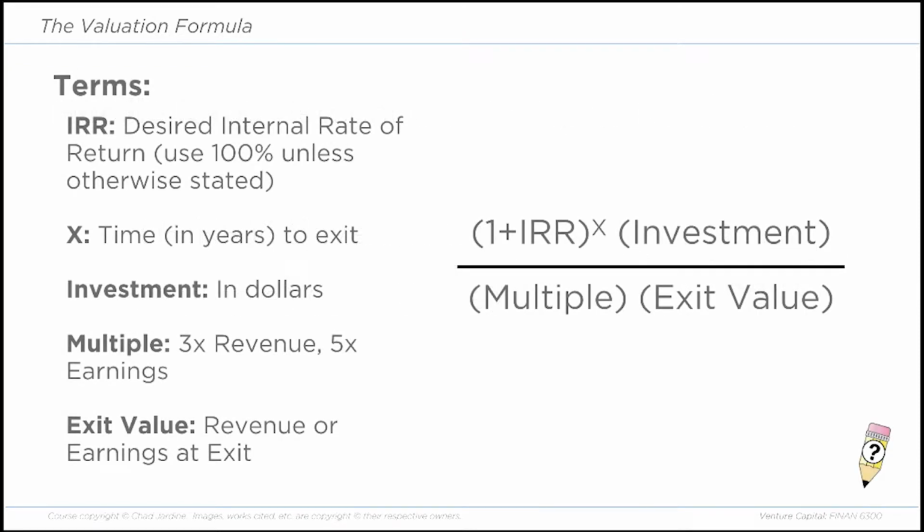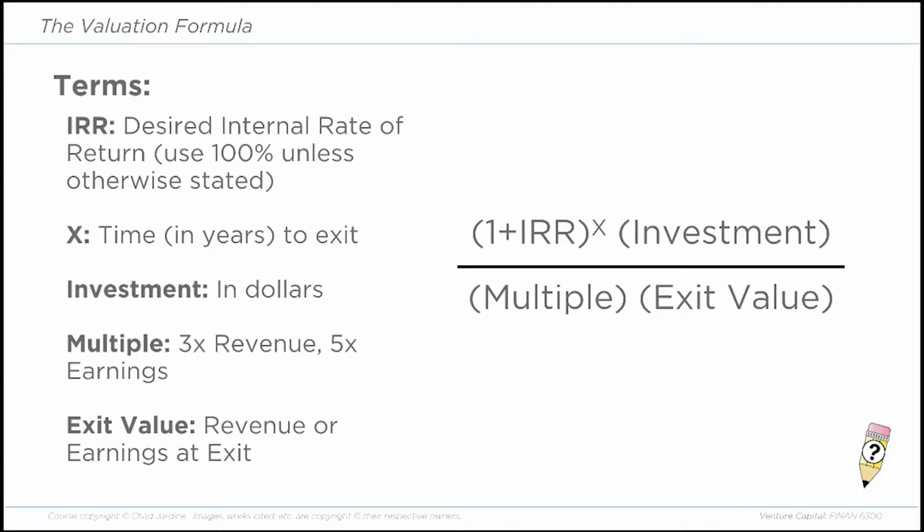So let's break down each of the terms. IRR is the desired internal rate of return. For purposes of this class, we will always use 100% IRR unless another IRR is specified. The reason for that is that just to stay alive, VC funds need to return 20 to 30% IRR across their entire portfolio. But venture is risky, and some of those portfolio companies are not going to make it. If 3 in 5 fail, one of them breaks even, and one generates an IRR of 100% or greater, the average return will be about 25%. So 100% is a good rule of thumb.